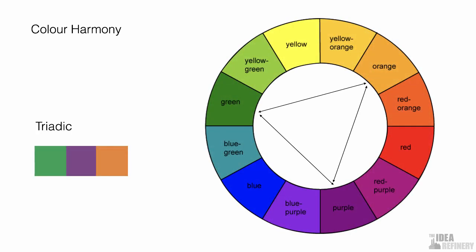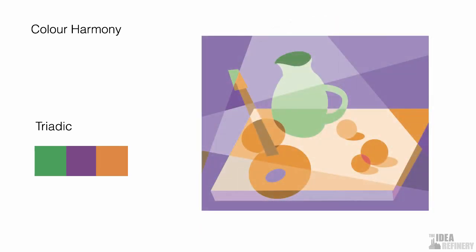The triadic color scheme gets its name from the shape that gets inscribed inside the color wheel. A triadic color scheme is three colors that are equally spaced along the color wheel. In this color scheme example, we see the secondary colors green, orange, and purple composing this composition.